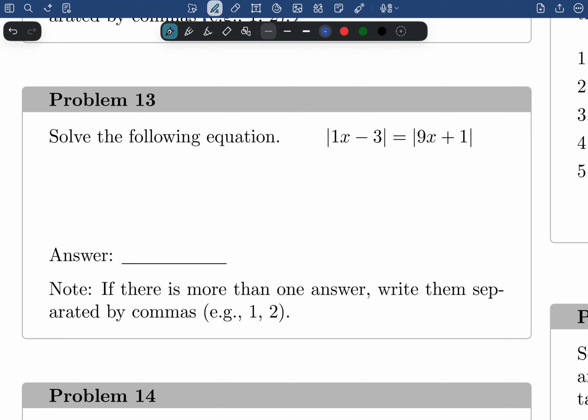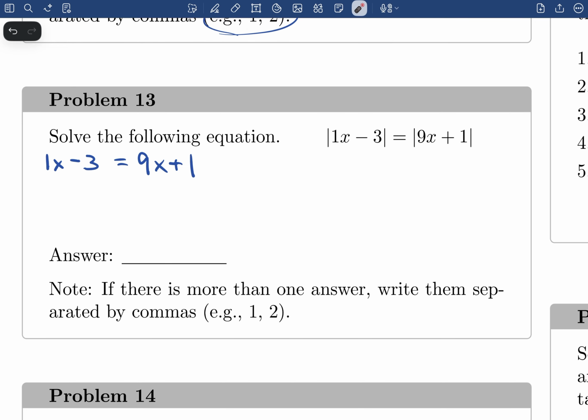You can drop the absolute value symbols when you write your very first equation. So we have 1x minus 3 is equal to 9x plus 1. The first equation that we write, just drop the absolute value symbols. Make them disappear. Gone.